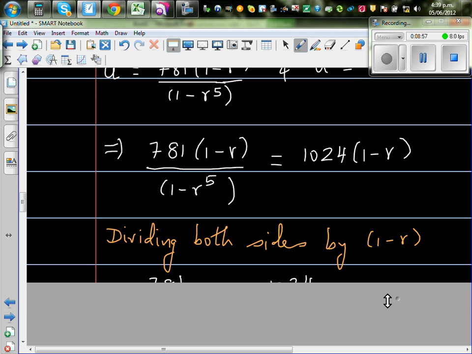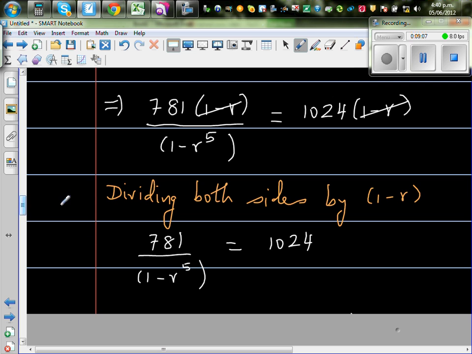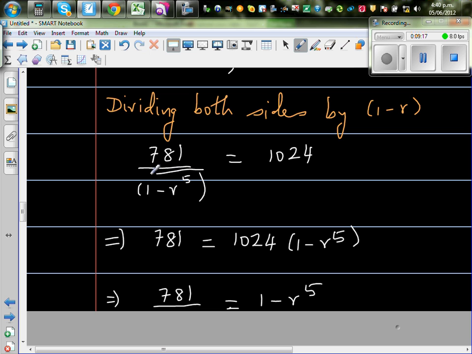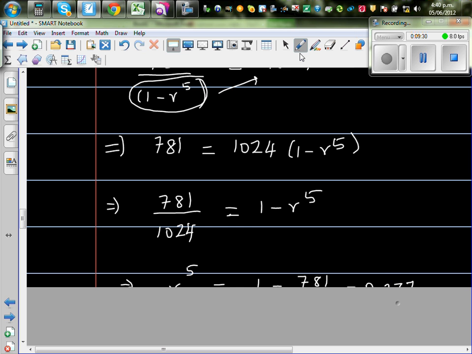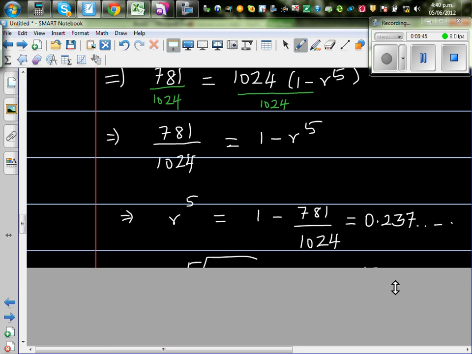We're almost there. Now we divide both sides by 1 minus r, so this and this get cancelled. What is remaining is 781 over 1 minus r to the power of 5 is 1024. Cross multiplying, 781 is 1024 times this, and then dividing both sides by 1024. If I divide this side by 1024, I should divide this side also by 1024. So 781 over 1024 is 1 minus r to the power of 5.